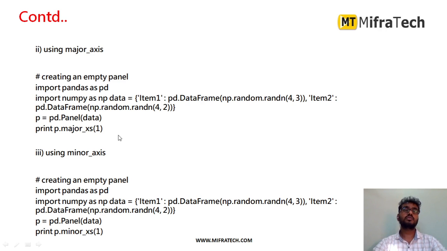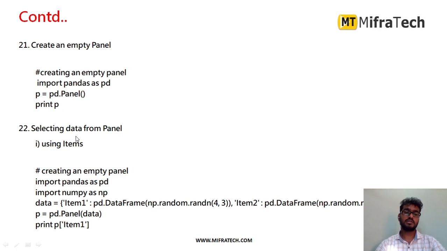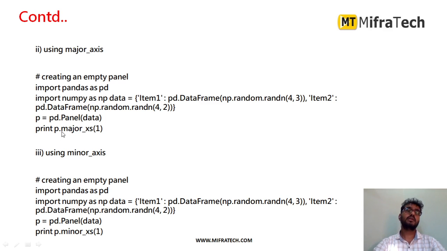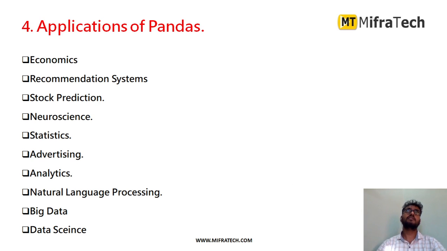We can also use major axis. Instead of what I mentioned here, you can use print p.major_xs(1), which means you are going to get item 1 values. Similarly, we can use minor axis. These are the two different functions we can use to access data present inside a panel. Those are the different types of applications I showed that can be performed using the pandas library.